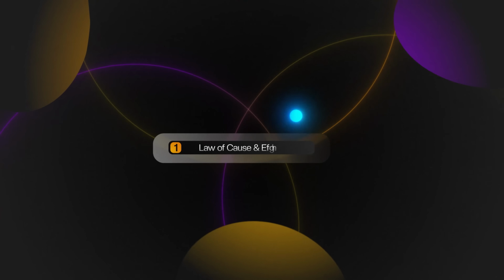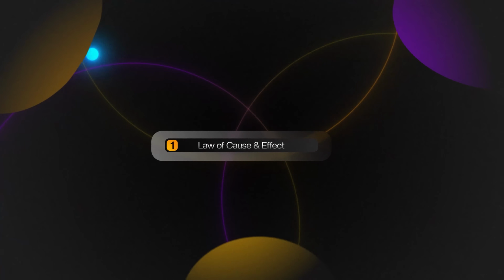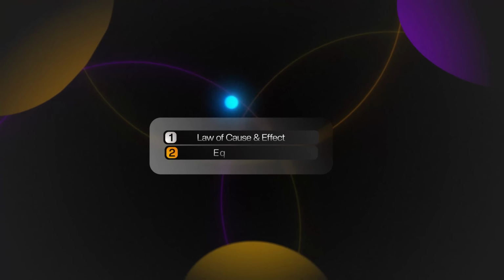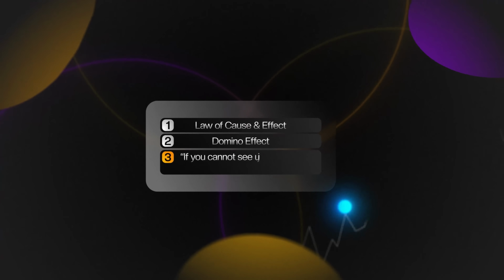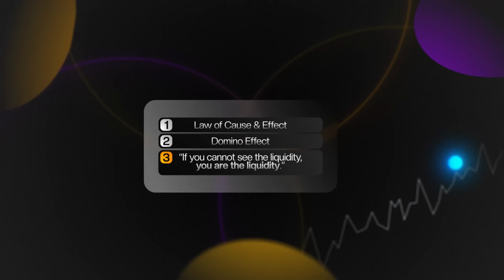The three most important phrases in the market if you want to be a profitable trader. Number one is understanding the law of cause and effect. In other words, the elastic band effect. Number two is understanding the domino effect in the market and what that means. And number three, and one of my favorites, is if you cannot see the liquidity, you are the liquidity.